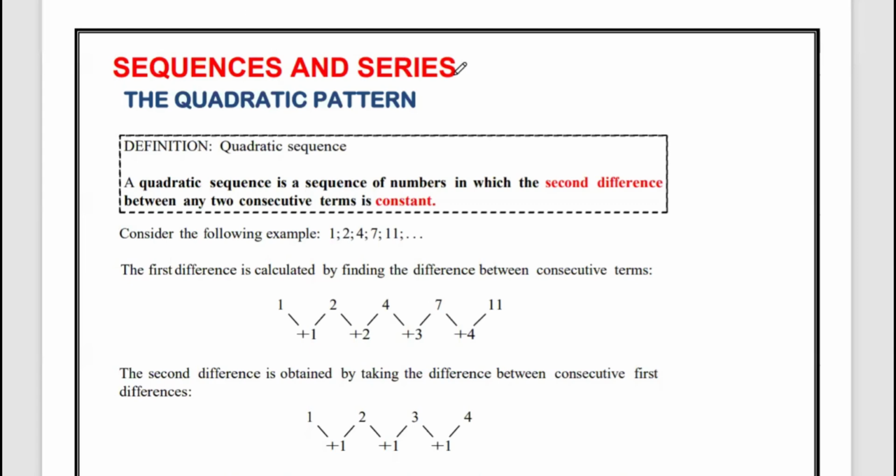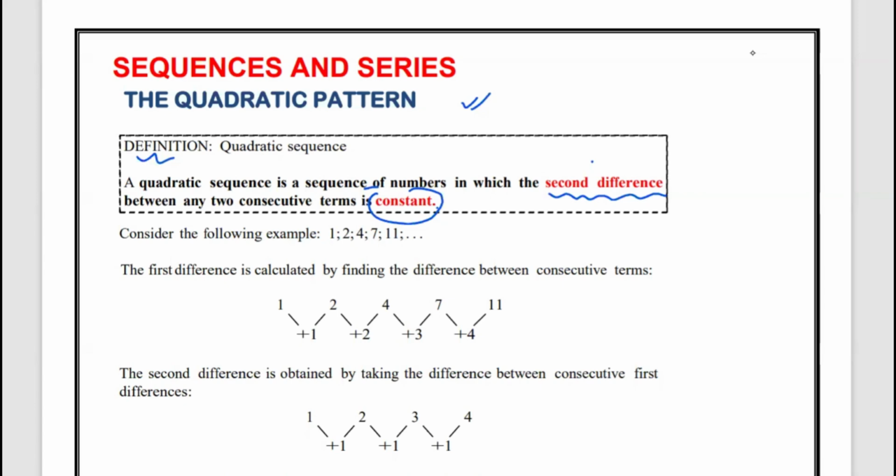Hello and welcome to yet another episode of our sequences and series, where we shall be focusing more on the quadratic pattern. Okay, so starting with the definition, we know that a quadratic pattern is basically a sequence of numbers in which the second difference is a constant. So the keywords here will be the second difference being a constant that will create a quadratic pattern.